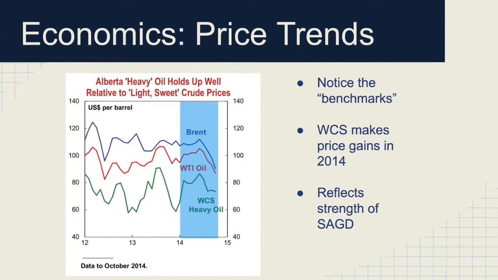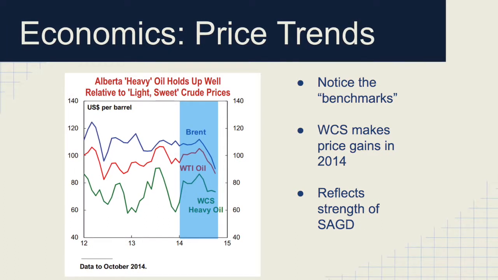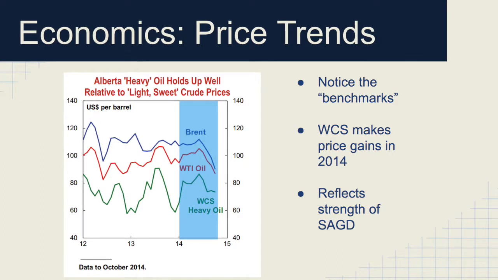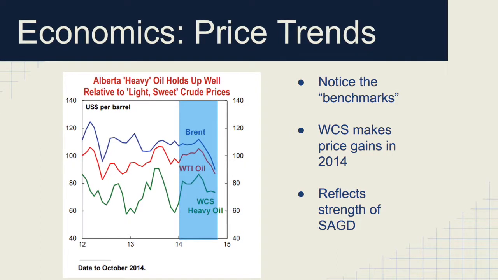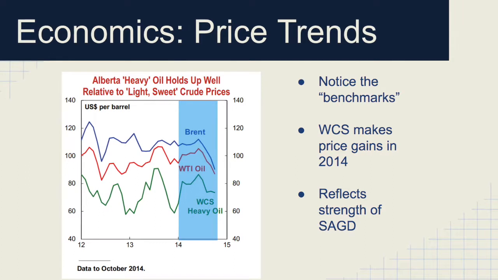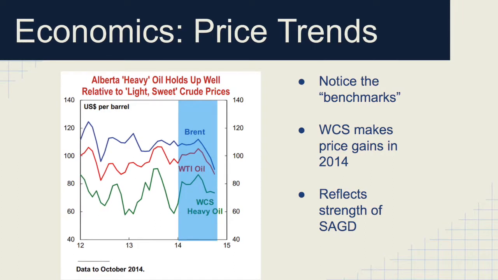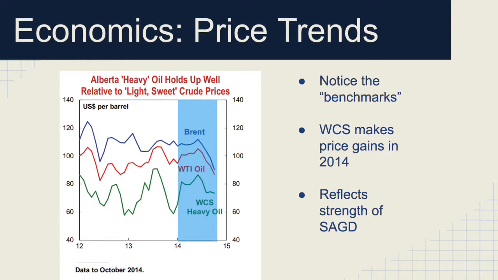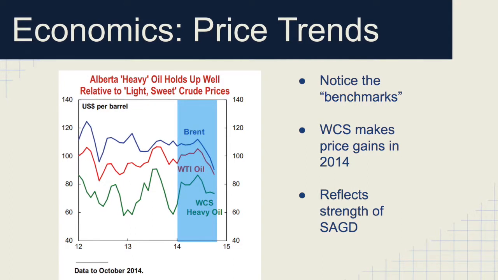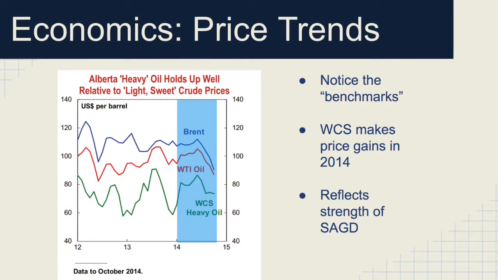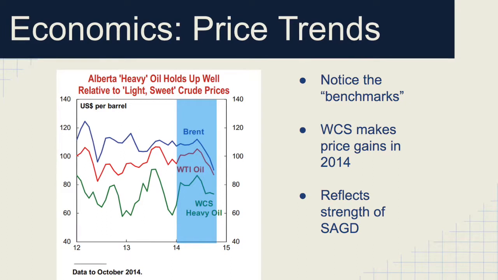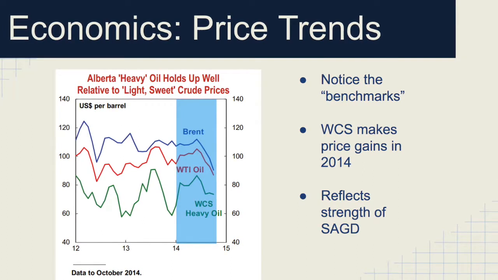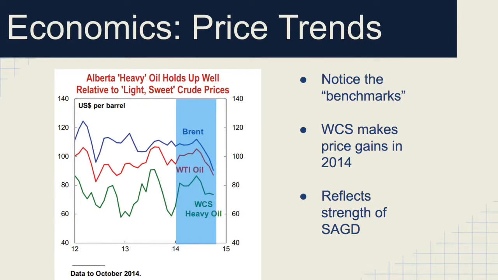The blue highlighted region shows the price trends since 2014, and it can be seen that WCS, which is consistently cheaper, makes gains on the benchmark blends. In the beginning of 2014, WCS was sold nearly $35 cheaper per barrel than WTI and Brent. Now, the gap is just $10. This represents a strengthening of WCS relative to conventional oil.